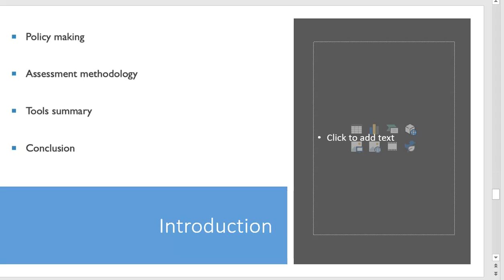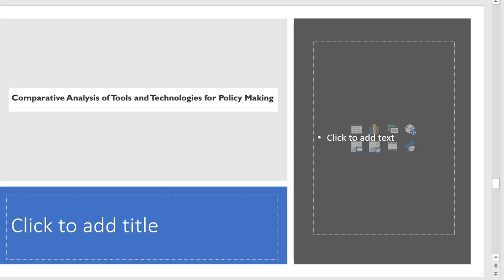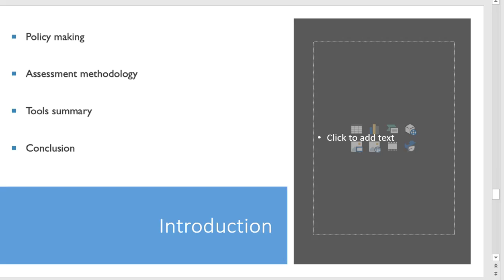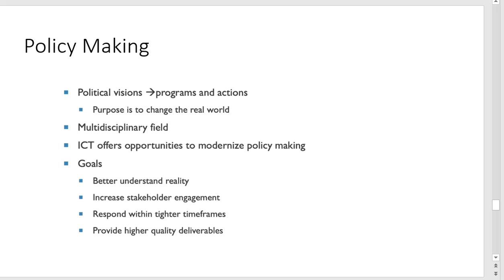Okay, next let us discuss comparative analysis, meaning the tools and technologies that are required for creating a policy. For implementing a successful policy for the organization, it is very crucial for policymakers to create the policy, then it should be assessed, and it should be created using appropriate tools and technologies. Okay, so let us see how a policy can be made.